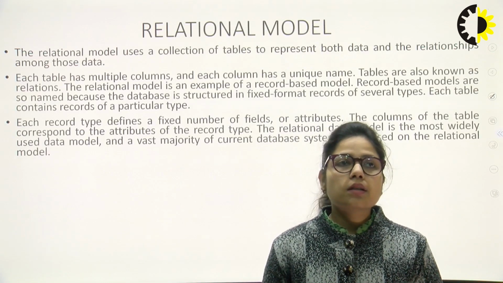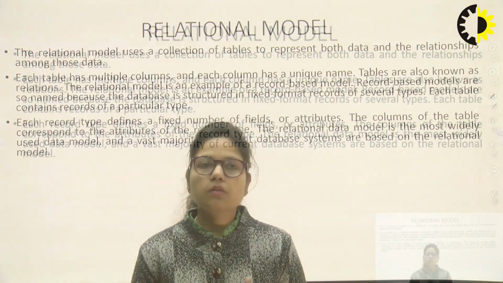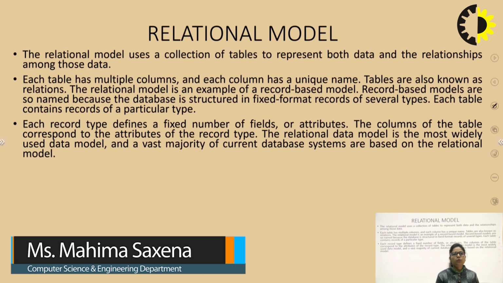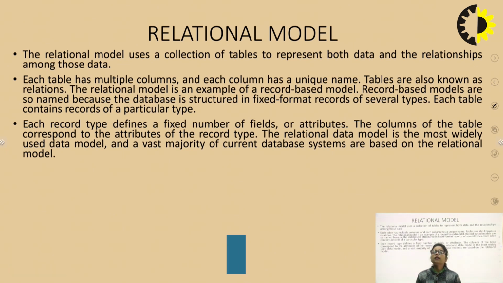Relational model basically is a part in DBMS. Relational model is a model which stores the data in tabular format in rows and columns. Relational model uses a collection of tables to represent both the data and the relationship among those data. Each table has multiple columns and multiple rows, and each column has a unique name. Tables are also known as relation.